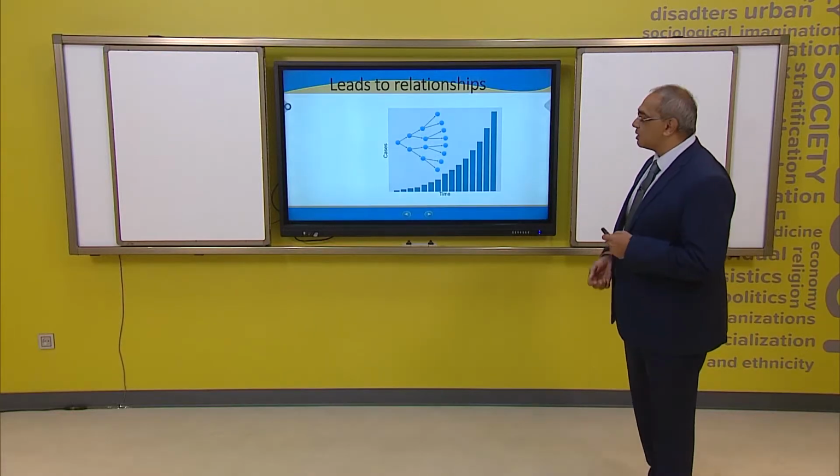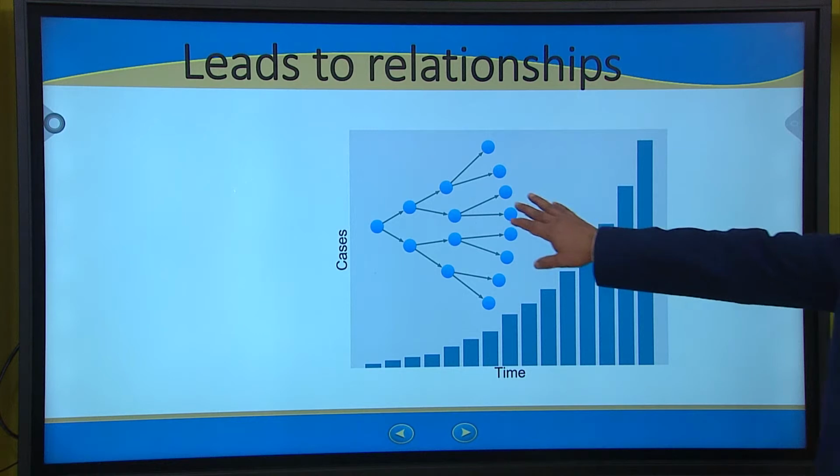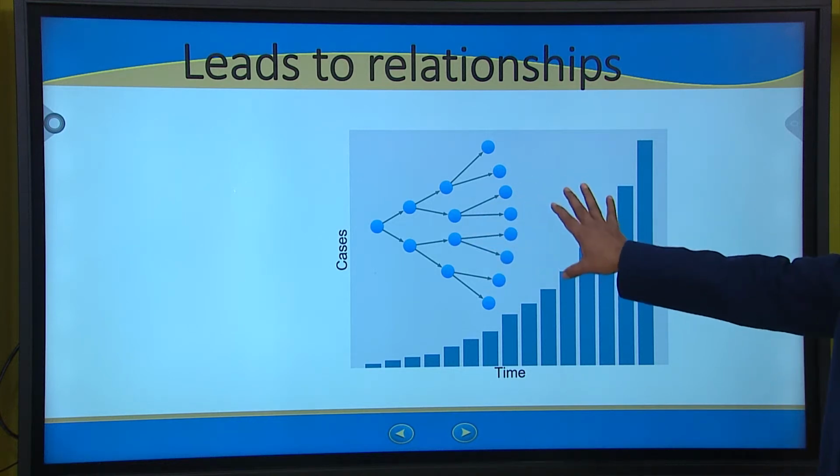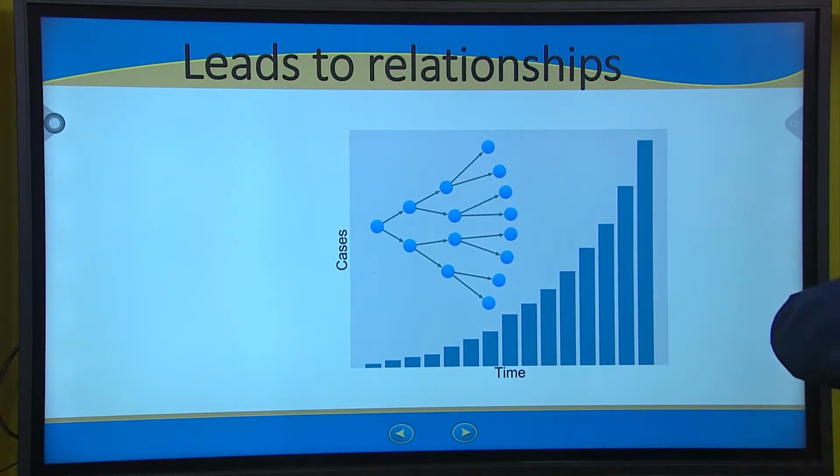It starts with a very basic idea. There's a pattern. The COVID virus spreads in a particular way. One person gets infected, infects 2 persons, and 2 people then infect another 2, and that grows.